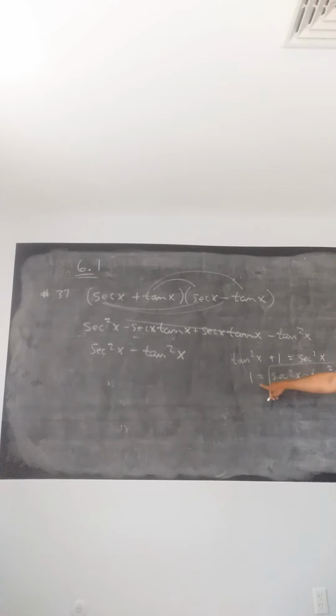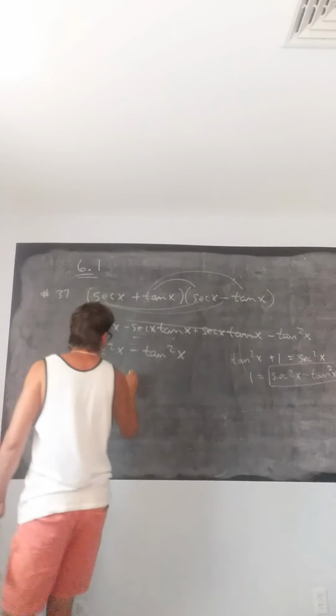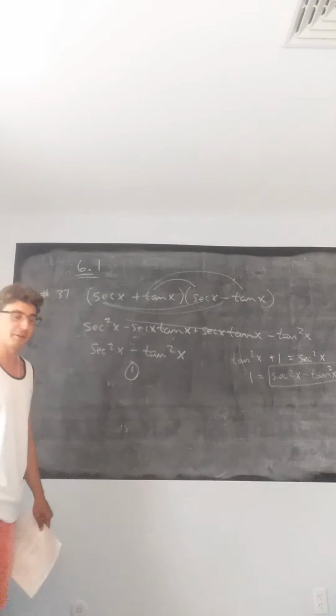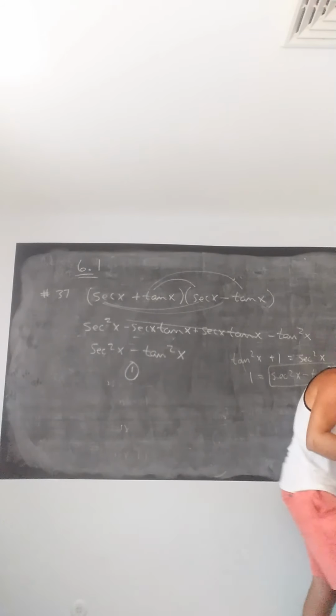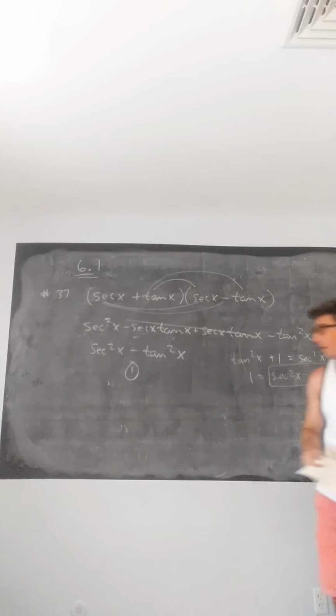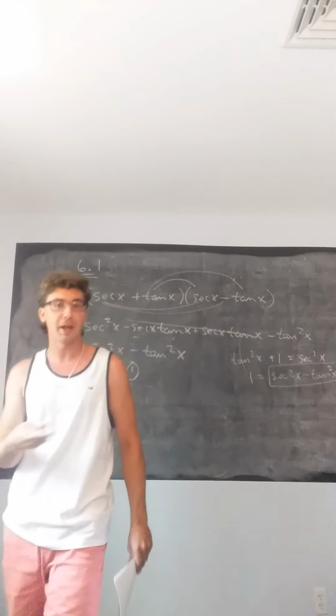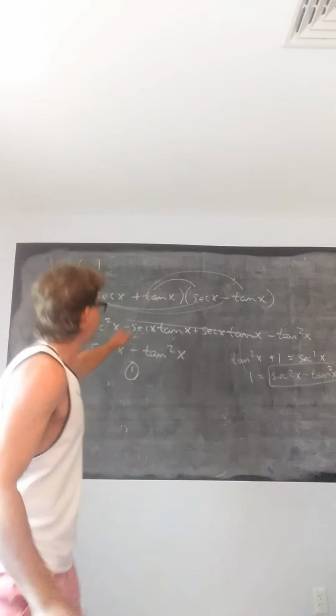And what that gives us is just 1. So this whole operation boils down to the number 1. That's all we have left. So your final answer here is the number 1. That's what happens when you multiply this.